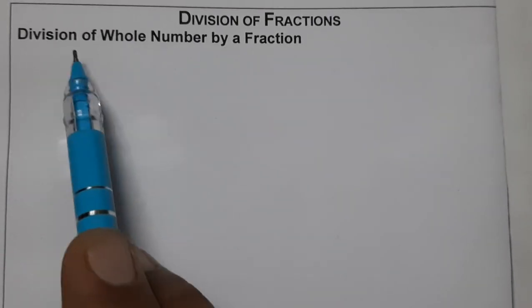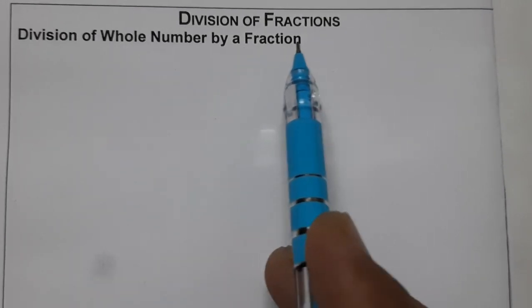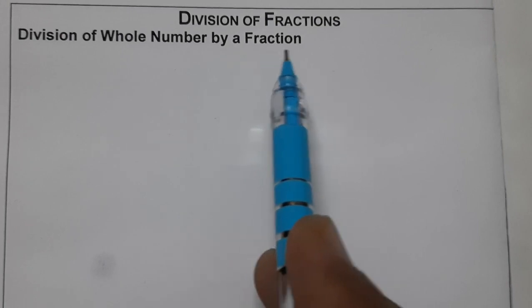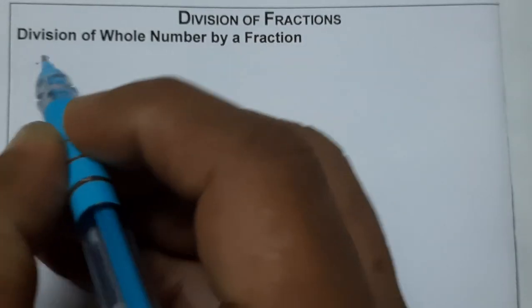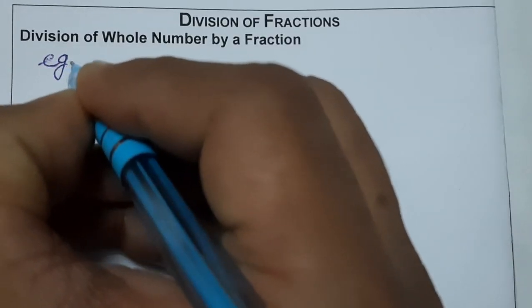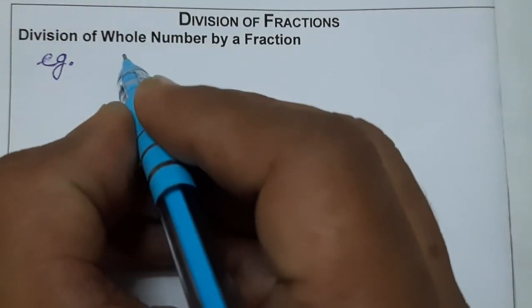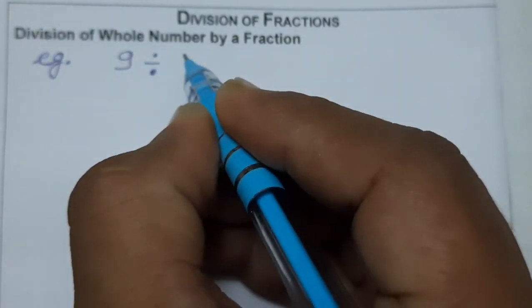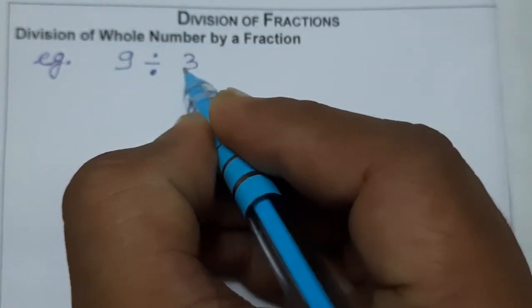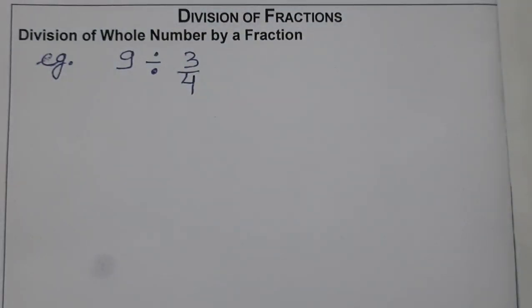Let us take first one, division of a whole number by a fraction. We will take a whole number and then divide by a fraction. Let us take one example to illustrate this. Any whole number we will take. Suppose we have taken 9 divided by a fraction, any fraction we can take. 3 by 4, I have taken 3 by 4. 9 divided by 3 by 4.